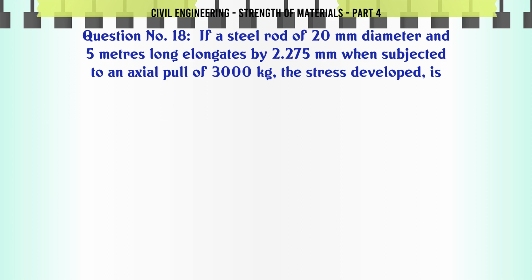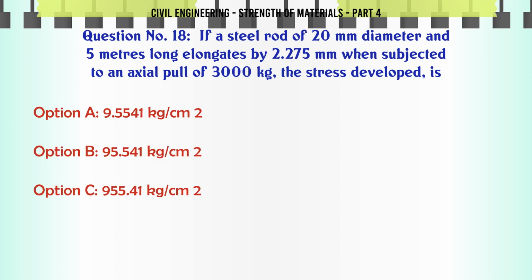If a steel rod of 20 mm diameter and 5 meters long elongates by 2.275 mm when subjected to an axial pull of 3000 kg, the stress developed is A: 9.5541 kg/cm², B: 95.541 kg/cm², C: 955.41 kg/cm².